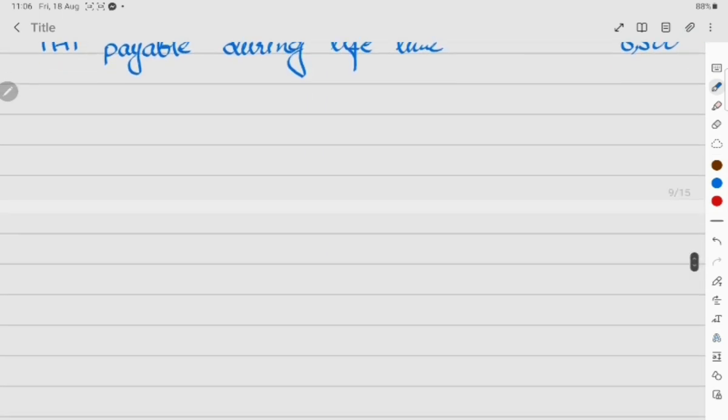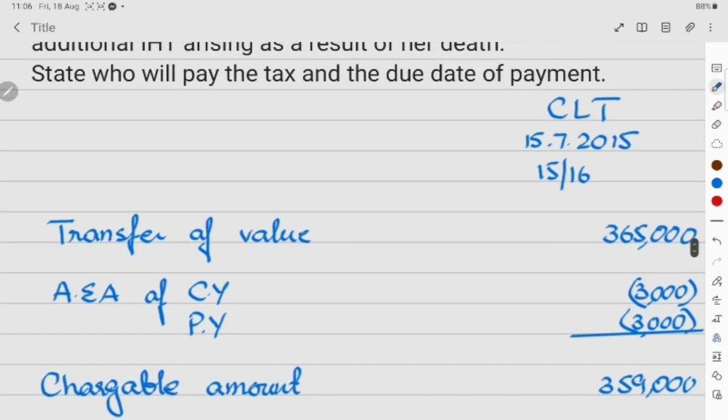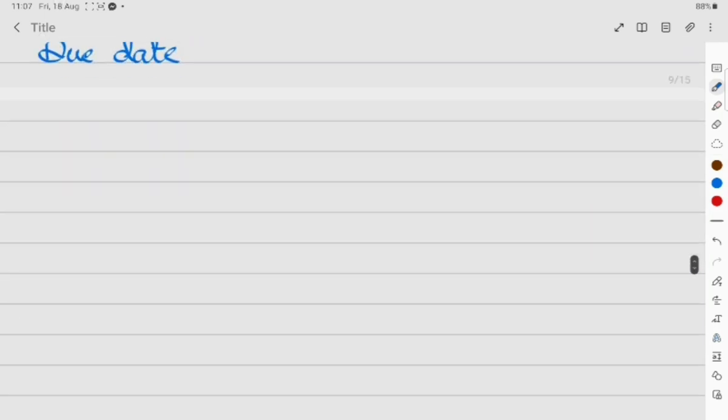Now we have to mention who has to pay that. Payable by: as in the question we have been given that it is to be paid by the donor, meaning Sanvi, so we have to write the name of Sanvi. Due date: what is said to be the due date? The date of gift is given to you as 15 July 2015. So remember that if the date of gift is between 6th April to 30th September, then the due date will be the following 30th April. So 30th April 2016 would be the due date.